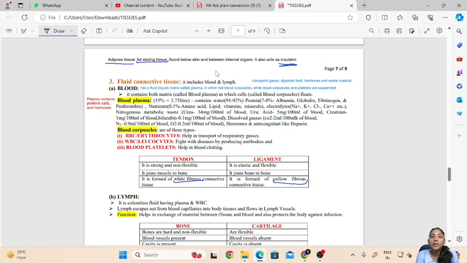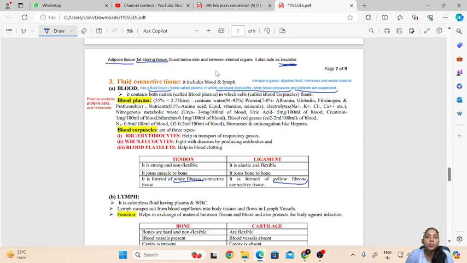Now blood has a fluid or liquid matrix, and it is called plasma. The matrix of blood is called plasma, and it contains proteins, salts and hormones. Now this is the composition of blood plasma, and the red blood cells, white blood cells and platelet cells are suspended in this fluid matrix called plasma.